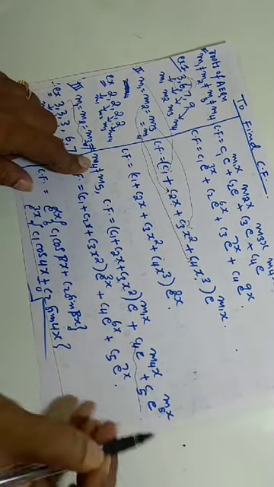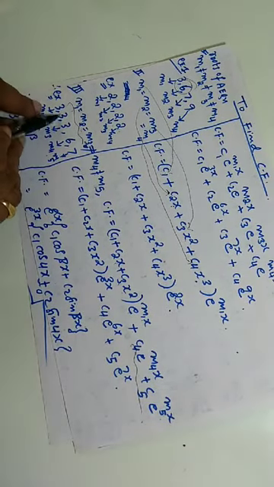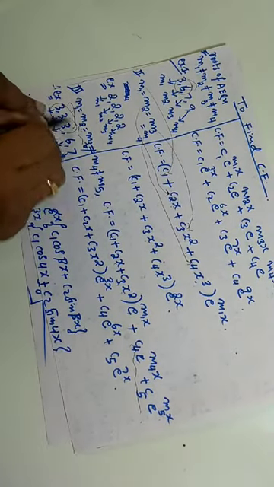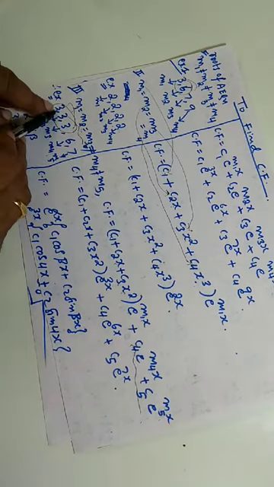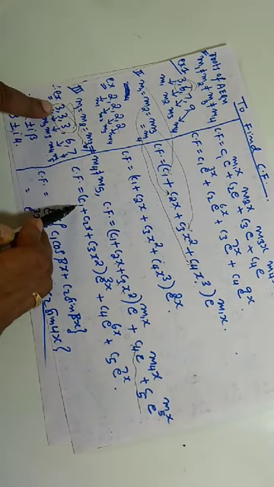Because the roots are different. Now, for example, 3, 3, 3. These 3 roots are repeated. So for that I will write: observe clearly, for the first root, C1.